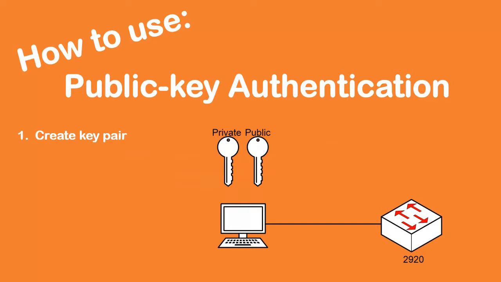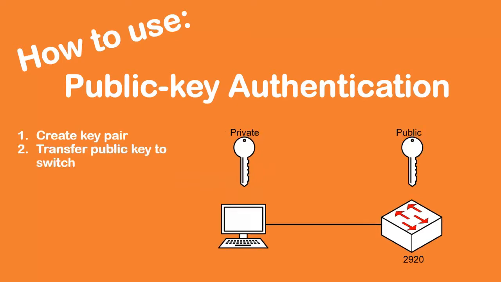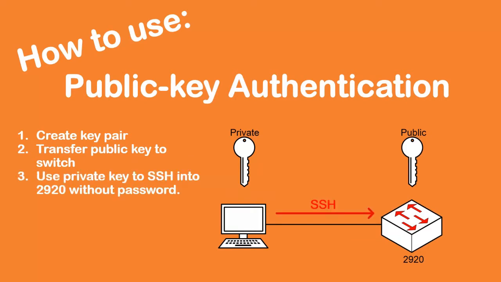What we do in essence is that we create a key pair, the public and the private. We transfer the public key over to the 2920 switch. Then we use the private key to SSH into the 2920 without using a password.